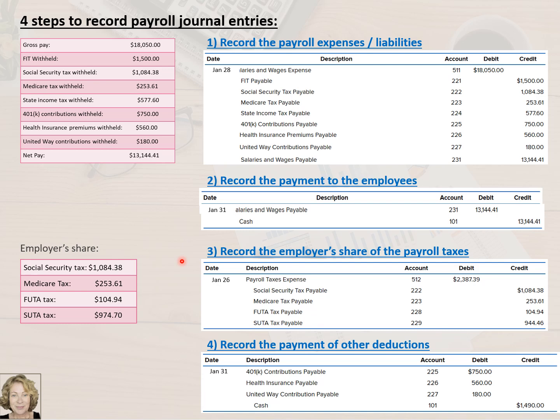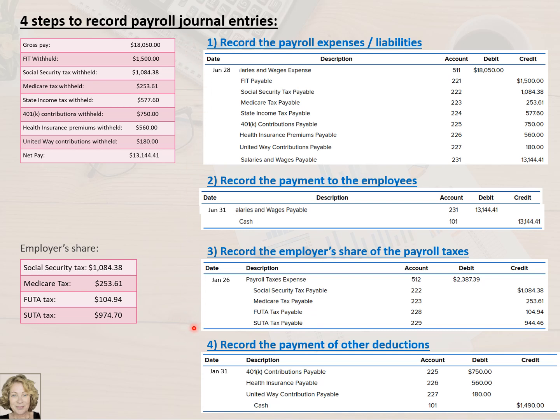On January 26, we debit payroll tax expense for $2,387.39 and credit the Social Security tax payable account for $1,084.38. We credit Medicare tax payable account for $253.61. Credit the FUTA tax payable account for $104.94, and we credit the SUTA tax payable account for $944.46.